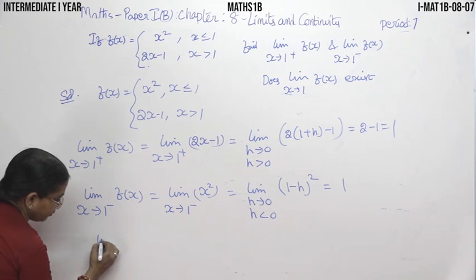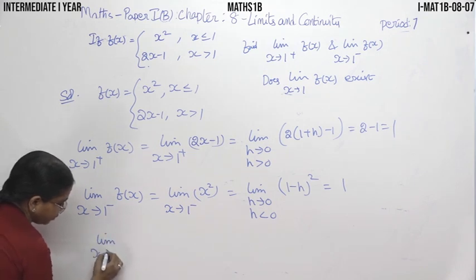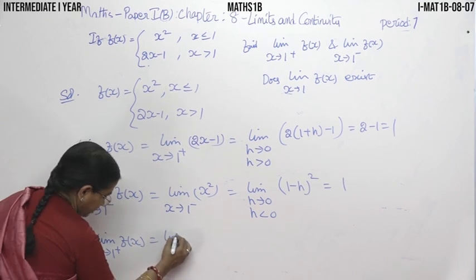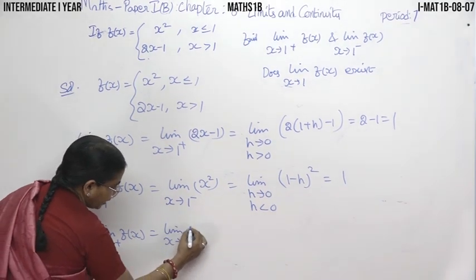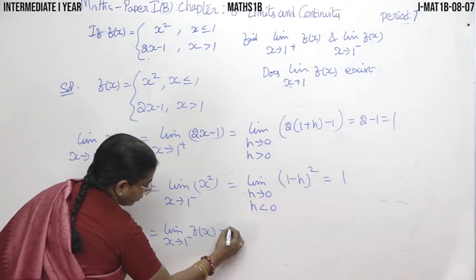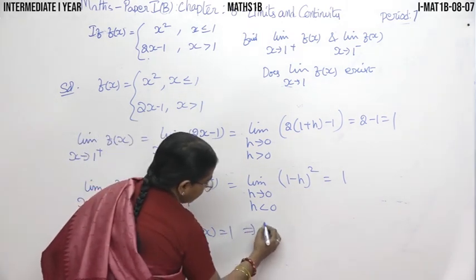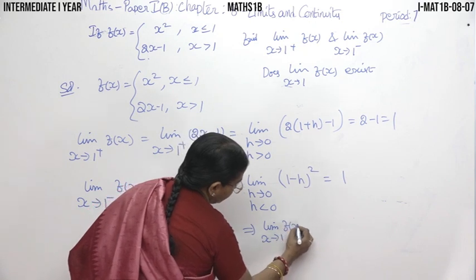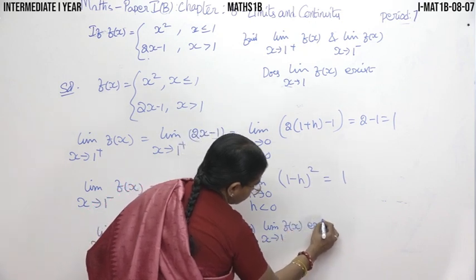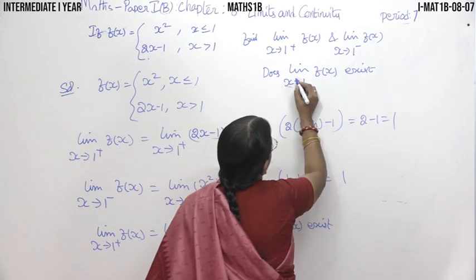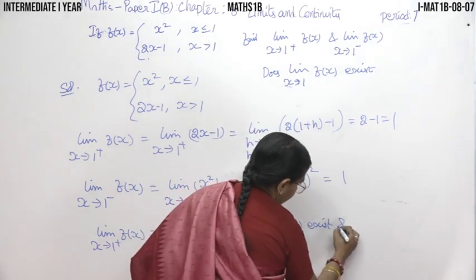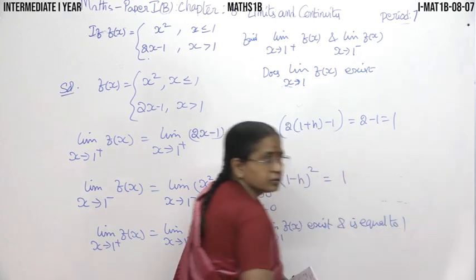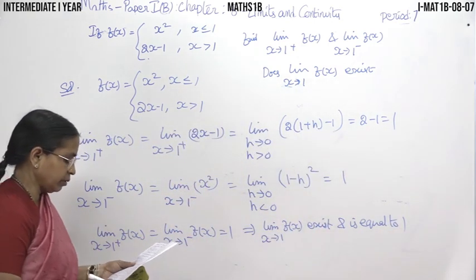Limit x tending to 1 plus of f of x is the same as limit x tending to 1 minus of f of x, which is equal to 1. This implies that limit x tending to 1 of f of x exists. It is existing because both are equal. Does this limit exist? It exists and is equal to 1. So like this, we do the problem.